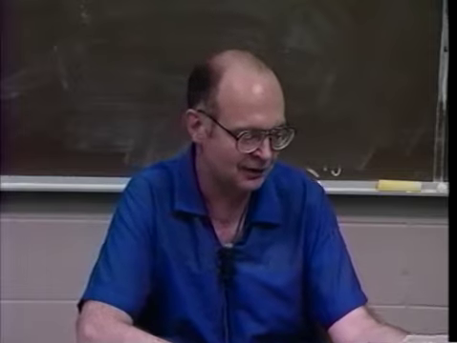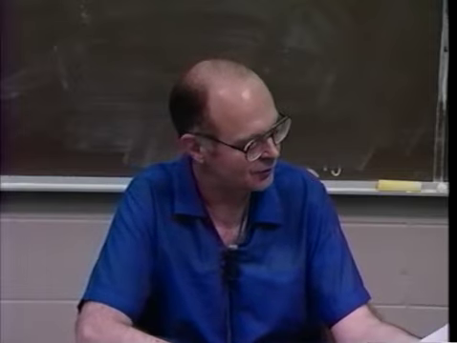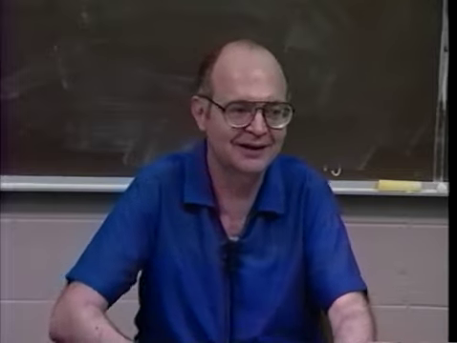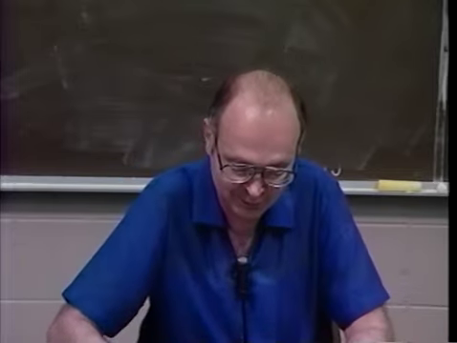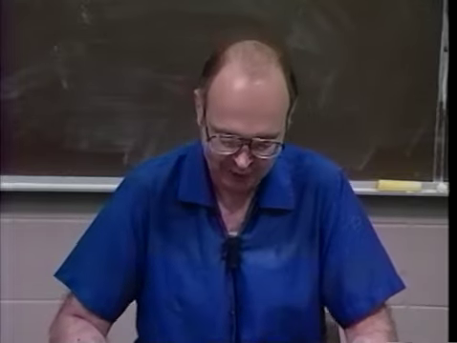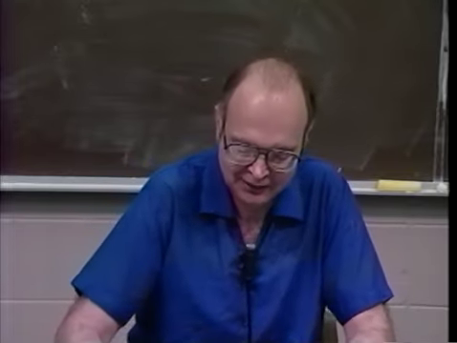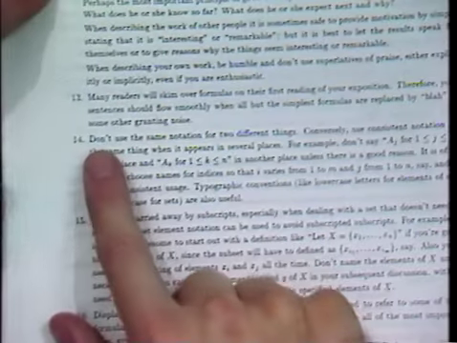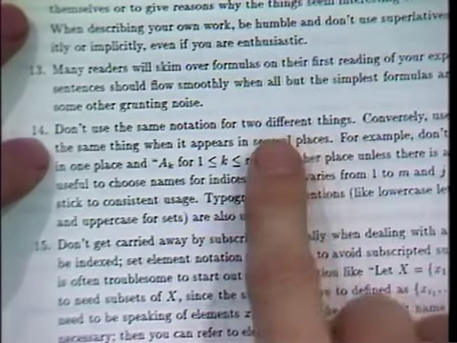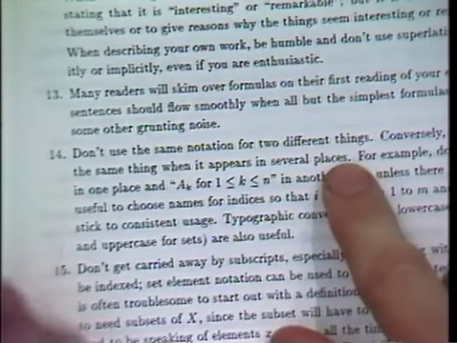Now, I was hoping to get through all 27 points on Friday, and I only got through 13, so I'm going to start quickly and go through the remaining ones. Point 14 on our handout sheet was: don't use the same notation for 2 different things. And conversely, if you have the same thing, you should use the same notation.